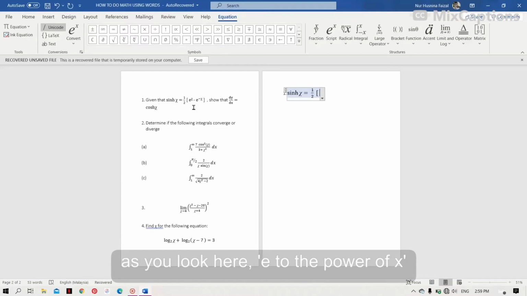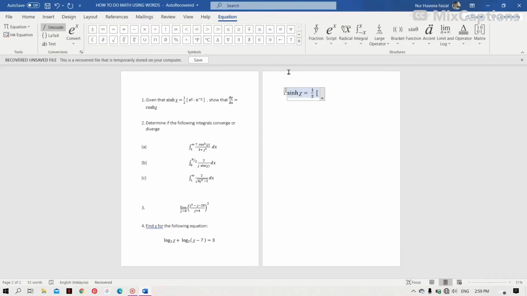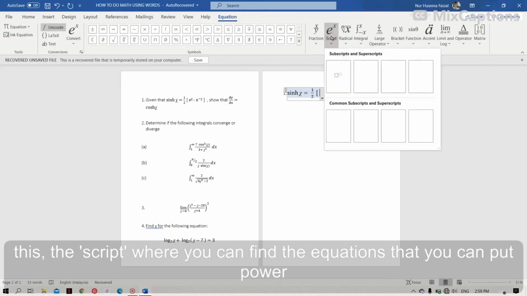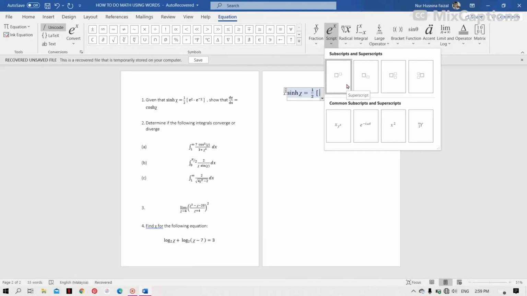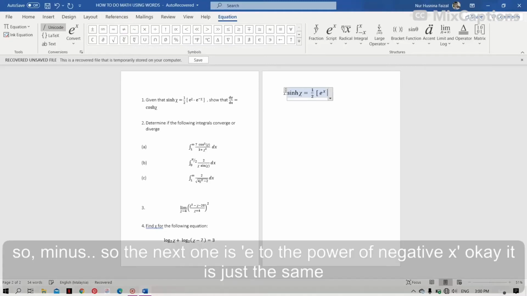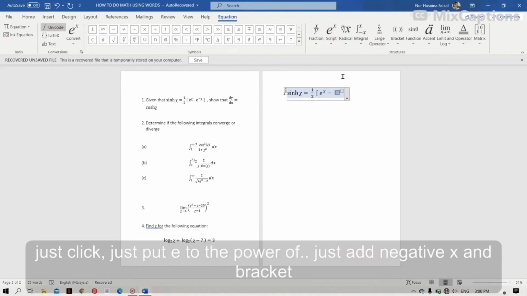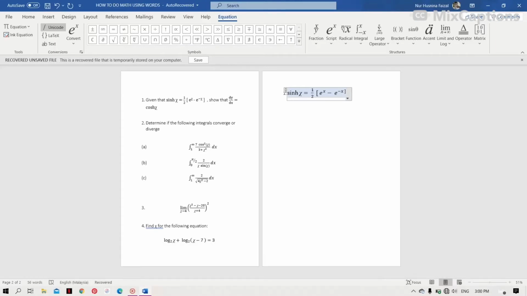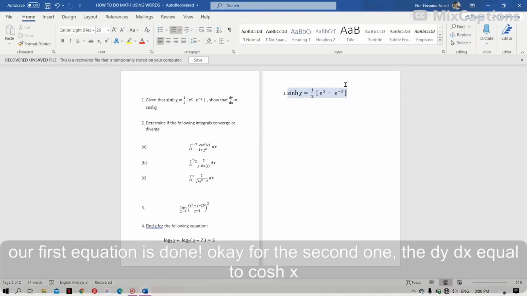Okay, as you hear, e to the power of x. So this is the script where you can find the equation that you can put a power. So I just click this and I put e to the power of x. Okay, so minus. So the next one is e to the power of negative x. Okay, it's just the same. Just click, just put e to the power of, just add negative x. Okay, and bracket. Okay, so our first equation is done.